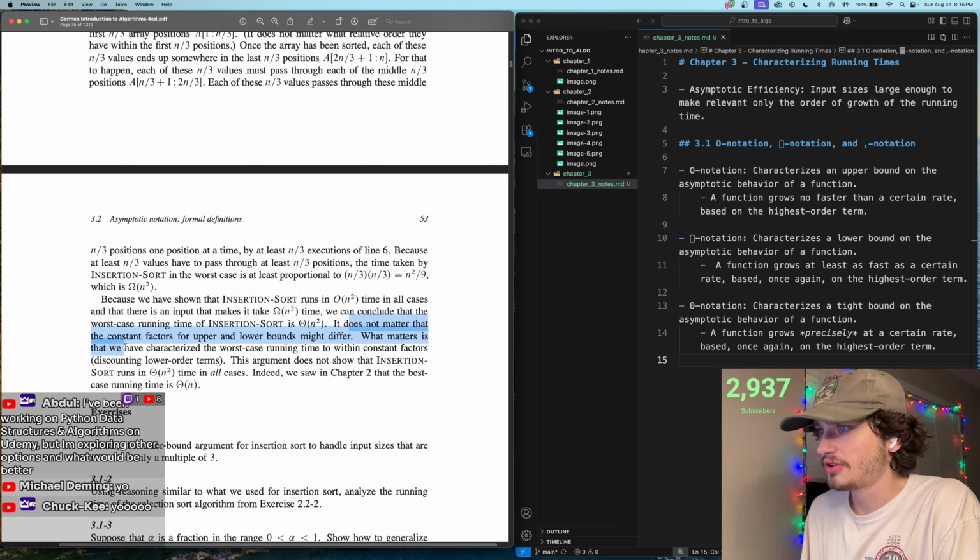It does not matter that the constant factors for upper and lower bounds might differ. What matters is that we have characterized the worst case running time to within constant factors, discounting lower order terms. This argument does not show the insertion sort runs in theta n squared time in all cases. Indeed, we saw in chapter 2 the best case is theta n.